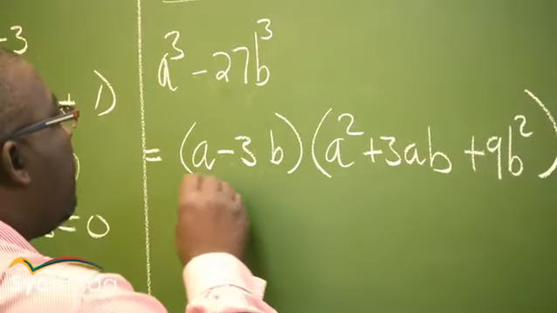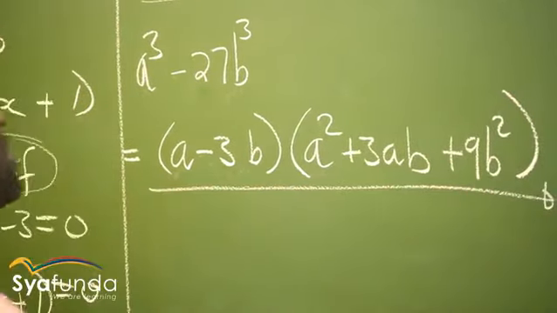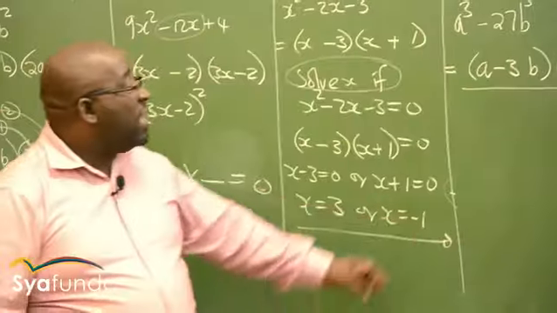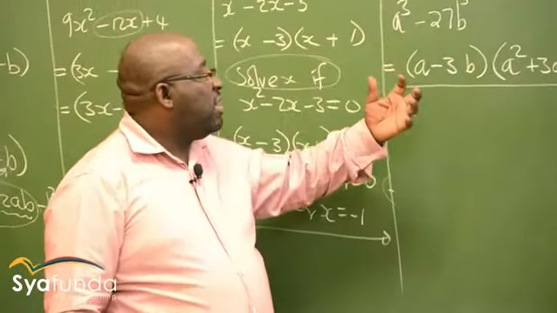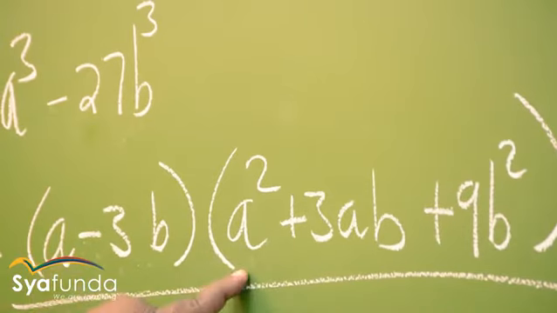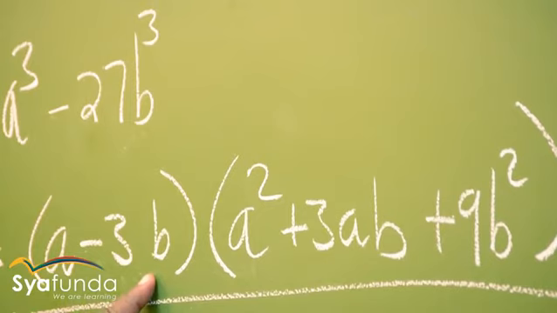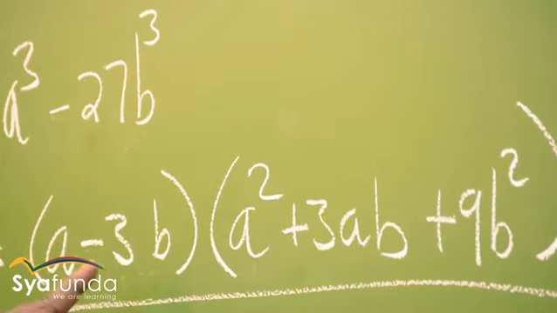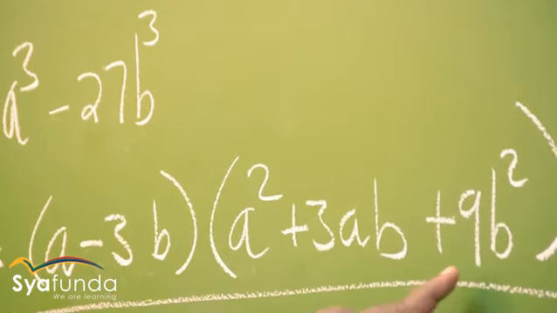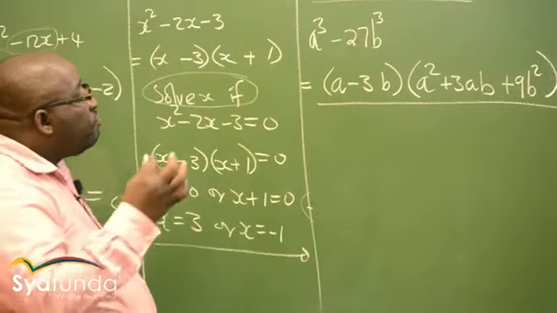So this is how you factorize the sum or difference of cubes. It might be plus here, it might be minus. The key here is a times a, squared. A times minus 3b, minus 3ab. The trick here, you've got to change that sign when you write it here to be plus. Then minus 3b times minus 3b will give us plus 9b squared.